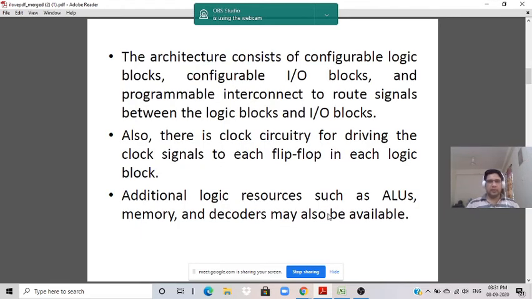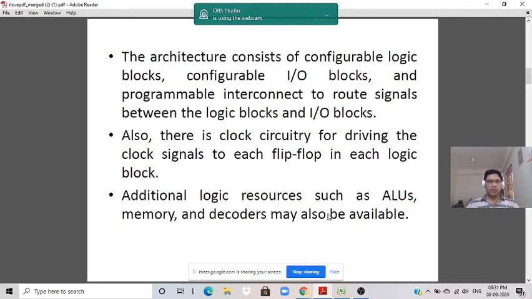For theory, the architecture consists of configurable logic blocks, configurable input output blocks, and programmable interconnect to route signals between the logic blocks and input output blocks. So, as I showed you, the architecture consists of three different blocks which are configurable and programmable, depending on your circuitry.